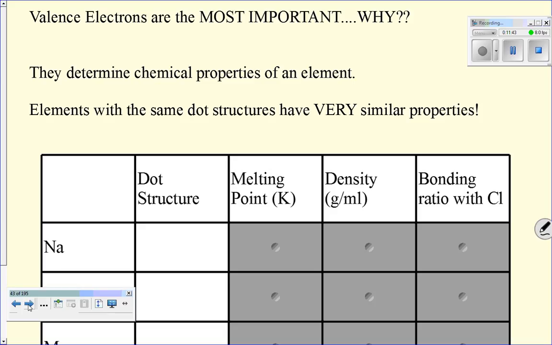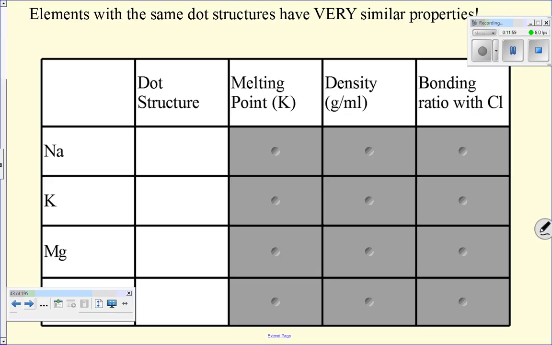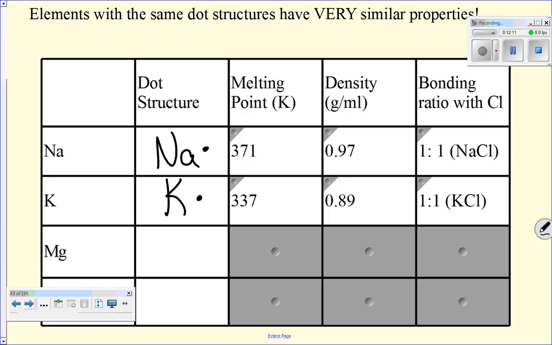Again, valence electrons are extremely important because they determine things like chemical properties. We haven't really talked a lot about chemical and physical properties in this particular unit, but it's nice to be able to make some comparisons here. If I look at some group 1 elements versus some group 2 elements, sodium and potassium have the same dot structure. They both have 1 dot. If we look at their melting points, their densities, and what's called their bonding ratio, melting point and density are both physical properties.